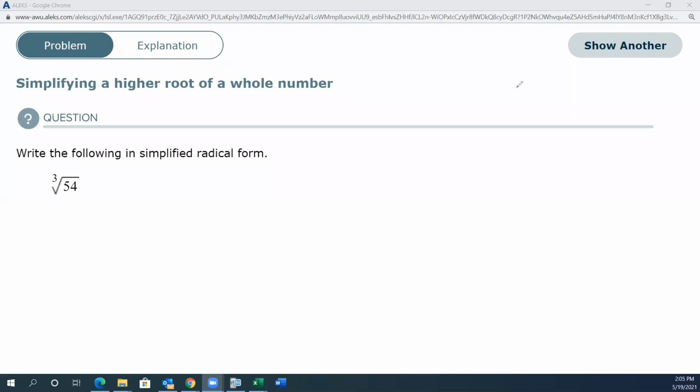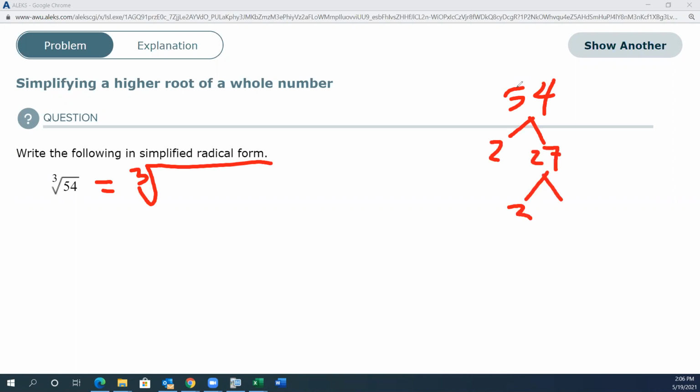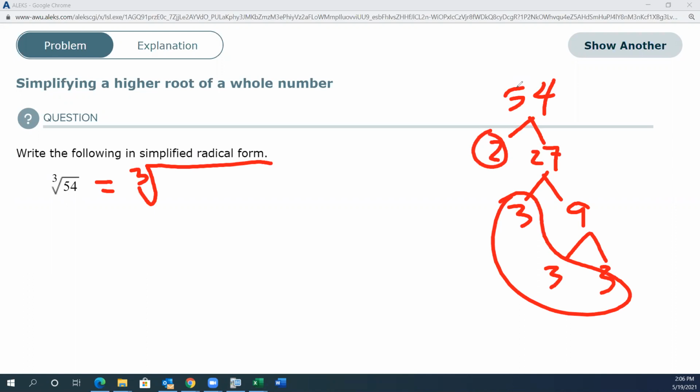Now let's get back to no variables, but not square root, but some other root. So to simplify it without a calculator, although you can check it on your calculator, and you should, it would be super cool to factor this. So 54 I know is 2 times 27. I know 2 goes in because it's even. And 27 is 3 times 9, and 9 is 3 times 3. So I've got 3 3's and a 2.